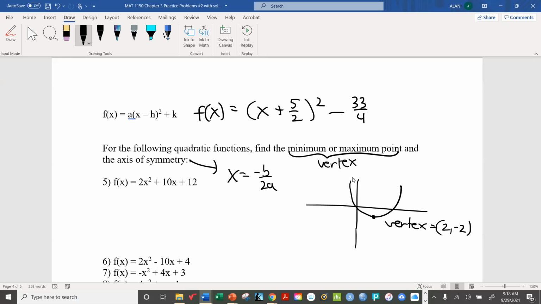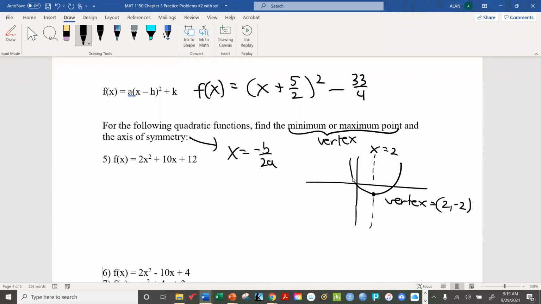Basically, the axis of symmetry is the line x equals 2. And that's because it cuts the parabola in half. The left and right-hand sides are mirror images of each other. So if you know h, you also automatically know the axis of symmetry. So this question looks much more complicated than it really is. So we'll start by noting again that a is 2 this time, b is 10, c is 12.